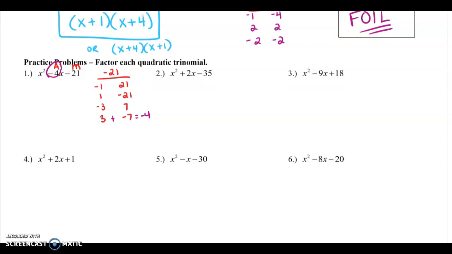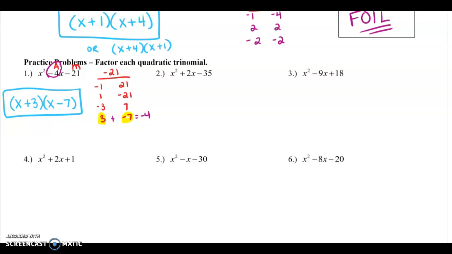3 plus a -7 adds to -4, so those are going to be my two factors. My first set of parentheses is going to be x plus 3. My second set of parentheses is going to be x minus 7, or plus a -7, doesn't matter.